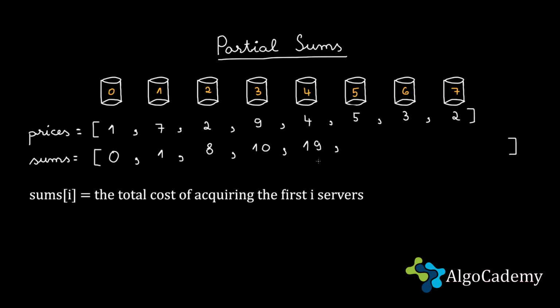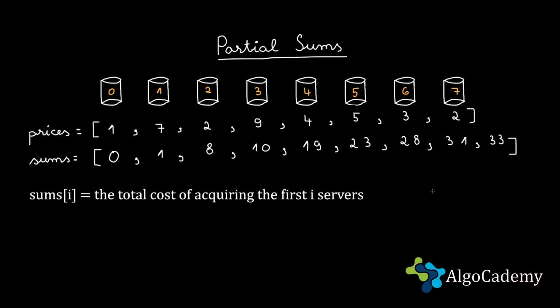Then, following the same reasoning, 19 plus 4, I get a 23. And again, 23 plus 5, I get a 28. And again, 28 plus 3, I get a 31. And finally, the last value in sums, 31 plus 2, I get a 33.